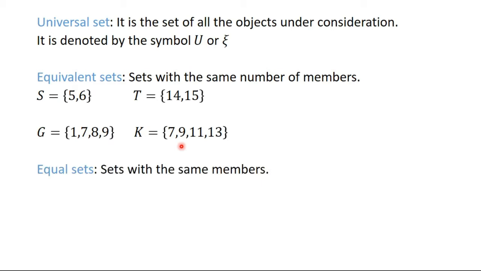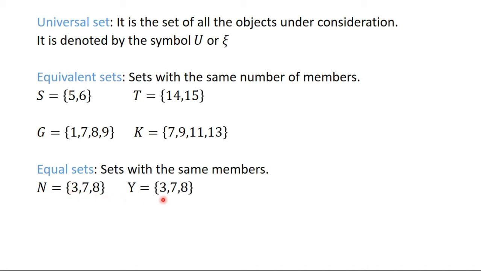We have another one called equal sets. They are sets with the same members. So what it means is that the members in one set are the same as the members in the other, and those sets are called equal sets. An example is this. Set N has the members 3, 7, 9.